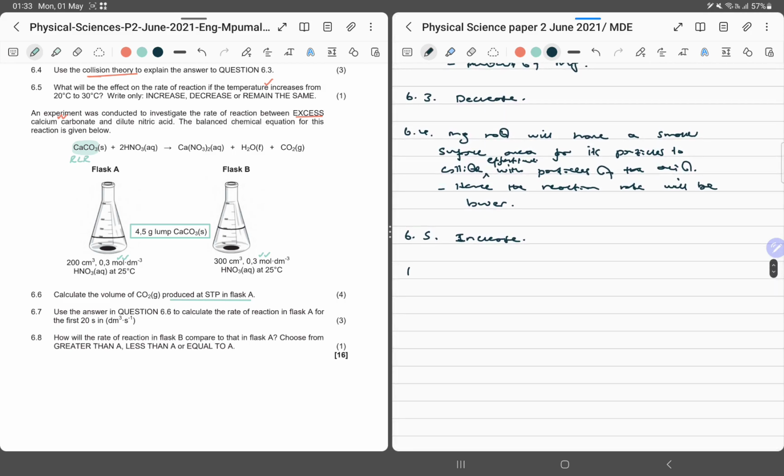All right, so 6.6. Now we're doing some serious stuff here. We want to know the volume of carbon dioxide produced. So here we cannot use what goes in excess, the calcium carbonate, because it's not going to help us a lot. But we have to use what is used up completely, which is the acid. And now we have the volume, we have the concentration, we can find the number of moles.